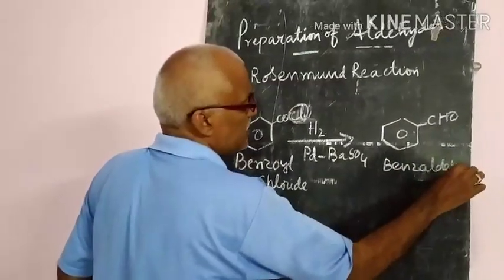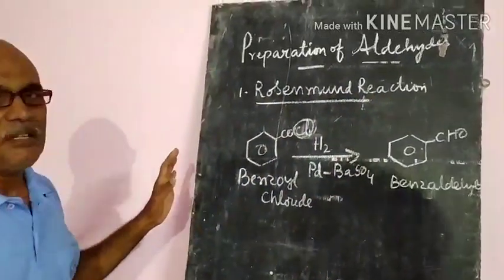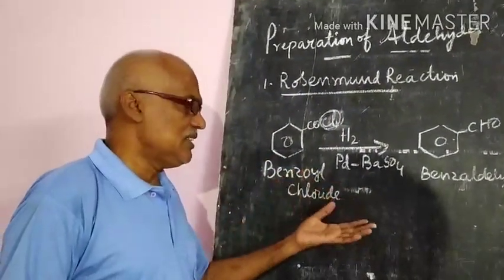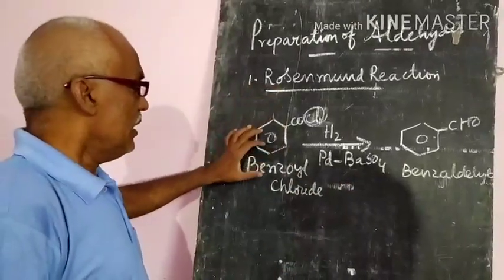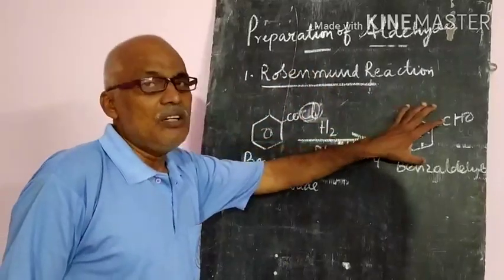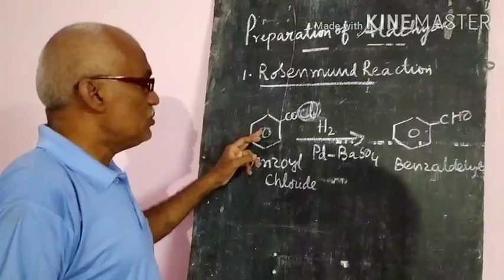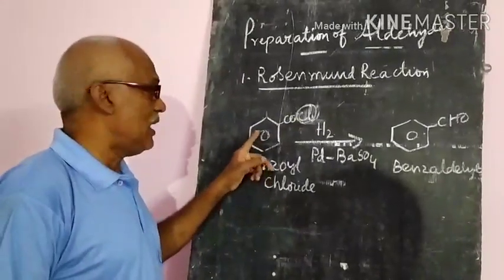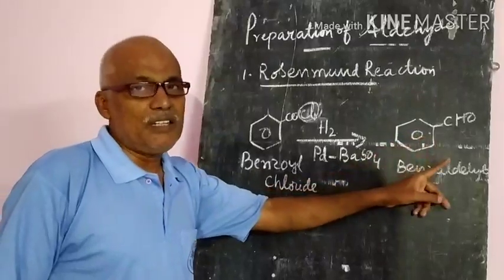So this reaction we are calling the Rosenmund reaction. This is an important name reaction. This year they have given this reaction for 2 marks. That means acyl halides are converted into the corresponding aldehydes. Generally benzoyl chloride, remember, this is an aromatic acyl halide, is converted into the aromatic aldehyde.